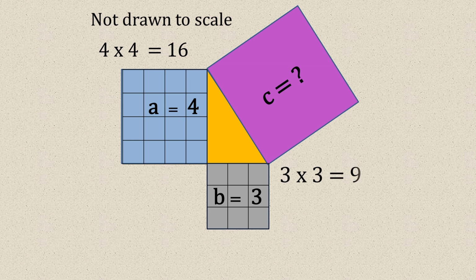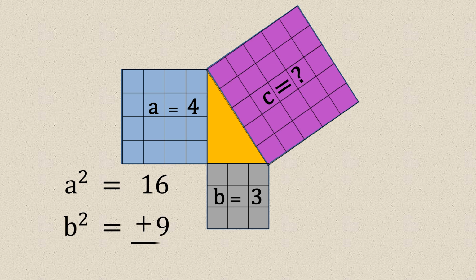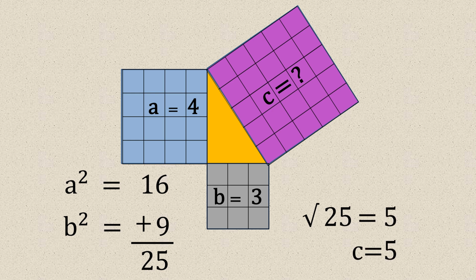So we're going to work out these squares. So a squared is going to give us 16 and b squared is going to give us 9. Now we need to add them up, which gives us a total of 25. So c squared should be 25 and that's when we need to use our square root button to find the answer, which is 5, and as you can see that square is 5 by 5.